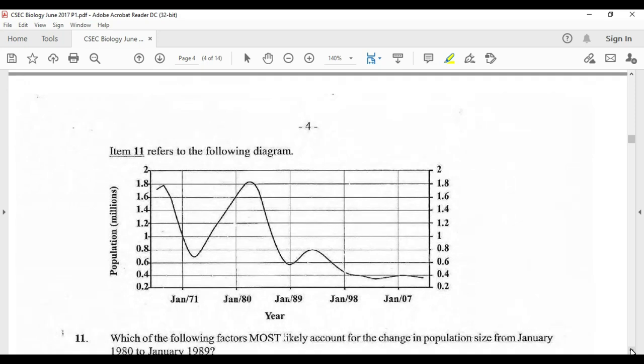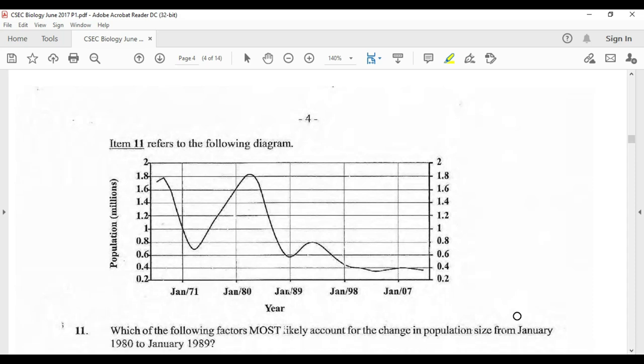Now let's look at this question, which is also a repeated question, and would have been repeated many times. This is a 2017 biology paper. Item 11 refers to the following diagram, and in this diagram we're expected to find out which of the following factors most likely accounts for the change in the population size from January 1980 to January 1989. We're looking from this section here to this section here. It's important to note that there's a rise in the population, and then we have a fall in the population. What could have accounted for that rise and then that drastic fall?